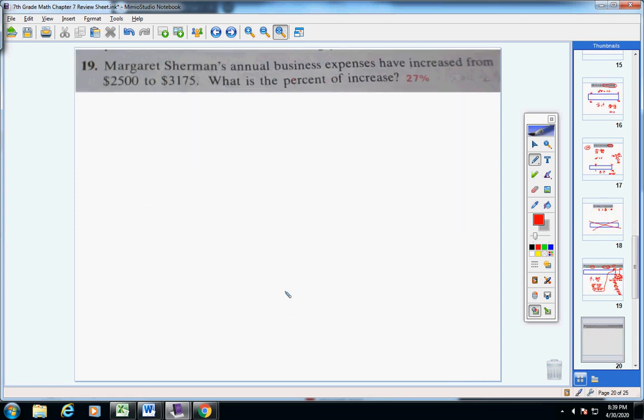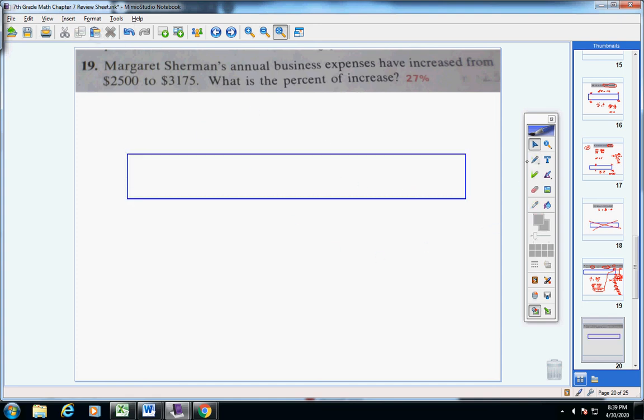Okay, Margaret Sherman's annual business expenses have increased from this to this. What is the percent of increase? Okay, again, guys, listen, your original number is your 100%. Please don't forget that. So, it says her expenses have increased from this to this. So before the increase, this was my first number. This is my original number.